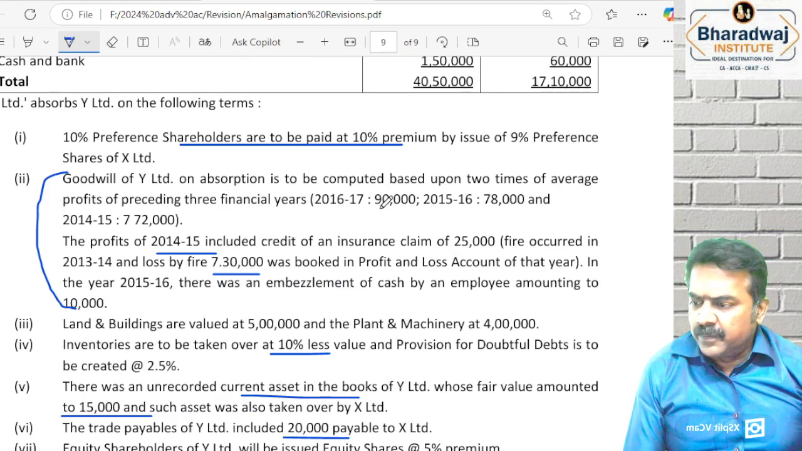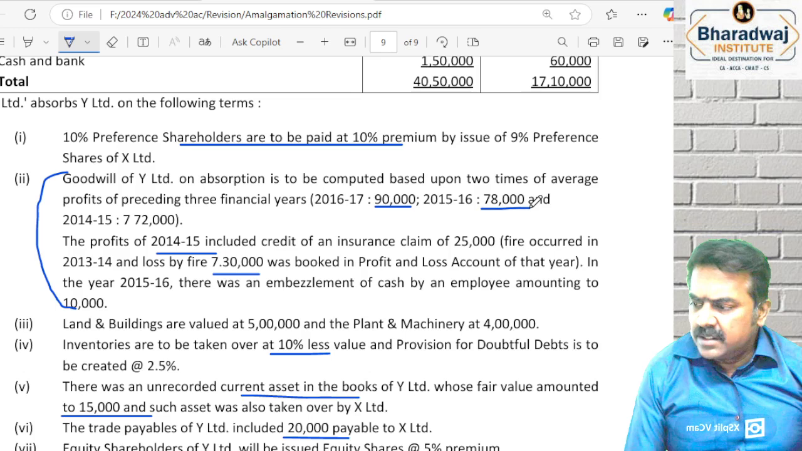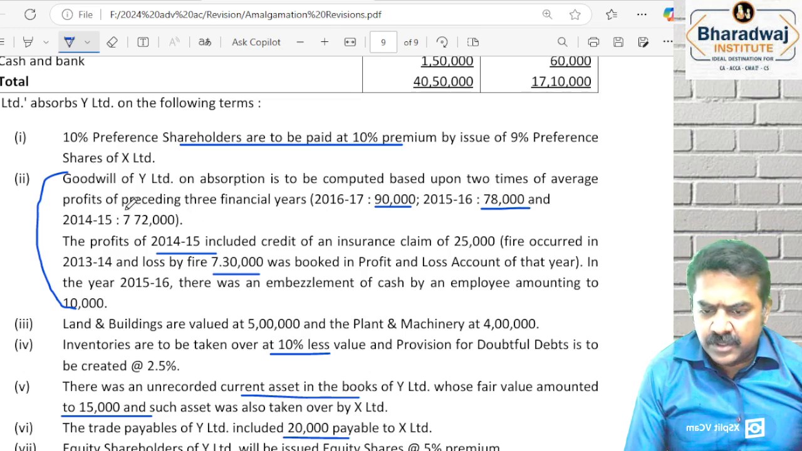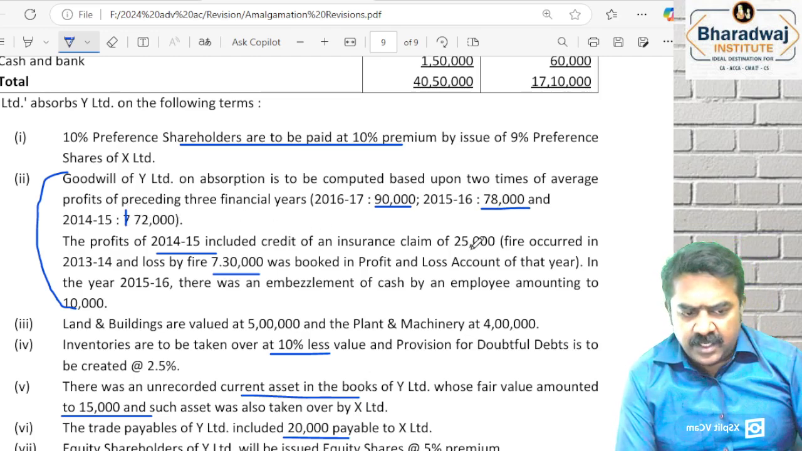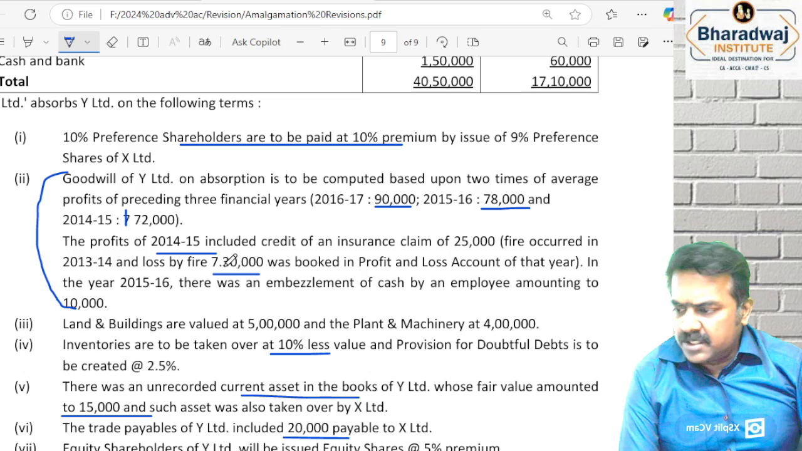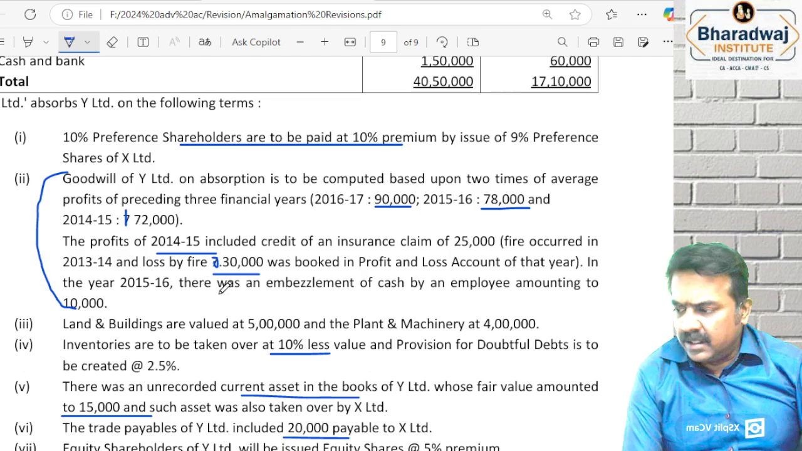First year, what is the profit? 90,000. Second year, what is the profit? 78,000. Third year, 72,000. Loss by fire, profits, insurance claims 25,000. Loss by fire is 30,000. Remove it. Loss by fire is 30,000. I hope everything else is correct. Yes.